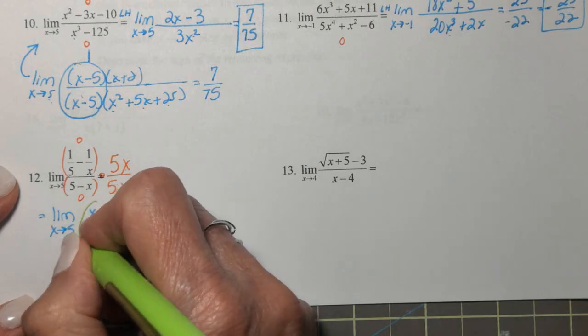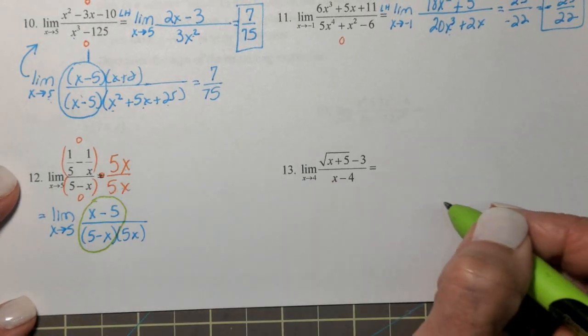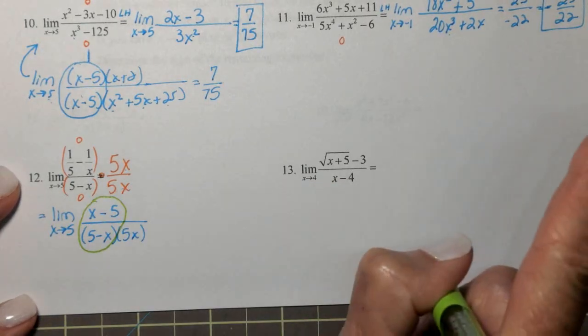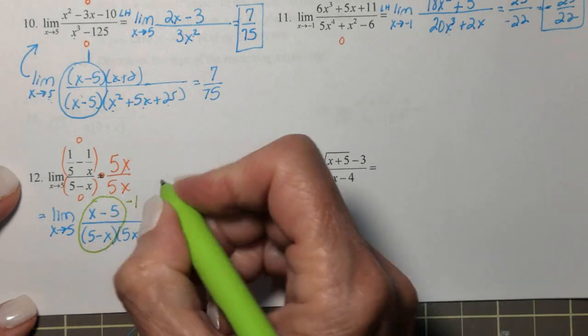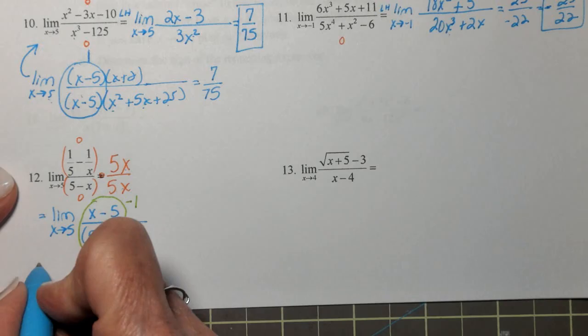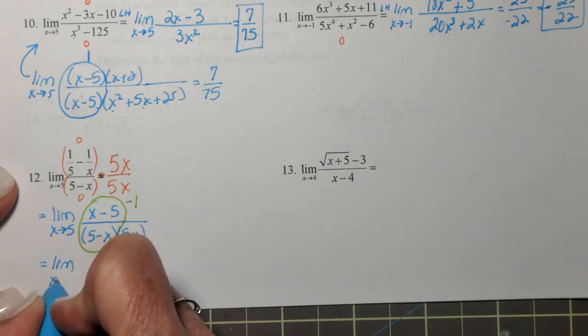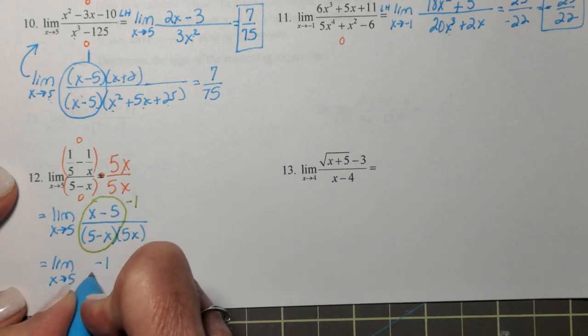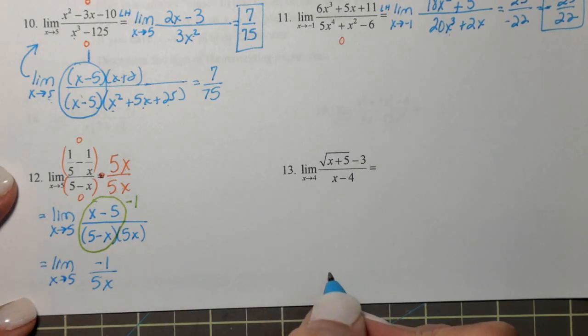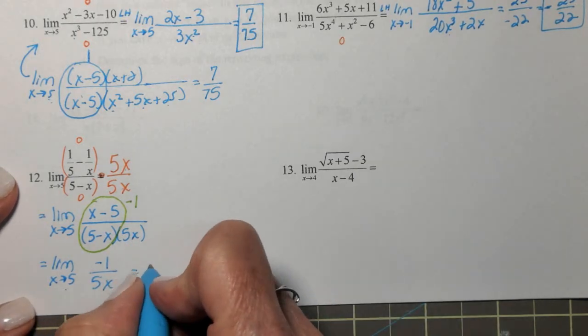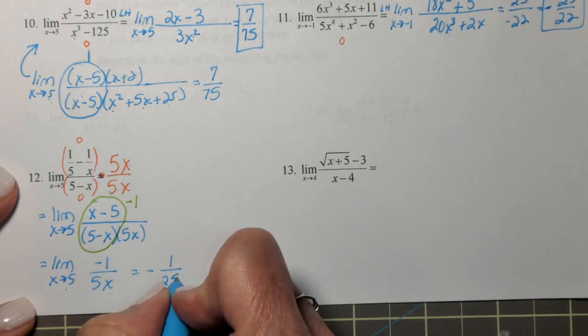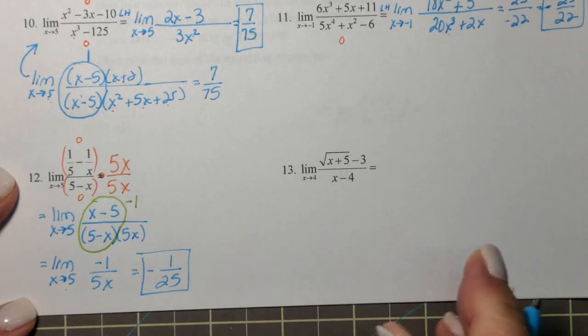Now, these reduce, but they do not reduce to 1. What do they reduce to? They reduce to negative 1. So this limit becomes negative 1 over 5x. Now we put in 5 one last time, and we get negative 1 over 25. Okay?